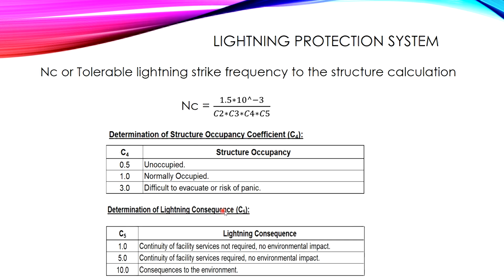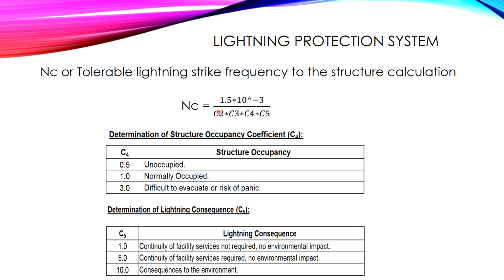Okay, C5, the lightning consequence. That is the effect of the lightning on the environment, and the facility, of course. If the continuity of the facility service is not required or not important, we will choose 1, the low value. The continuity of the service inside the building is not important and does not have any environmental impact. However, if the facility service is important or required, then we'll choose 5. If it has consequences to the environment, then of course we'll choose the highest one, which is 10.